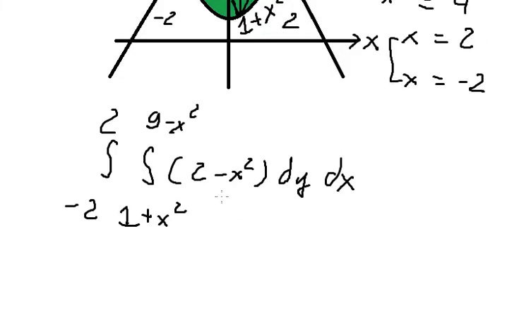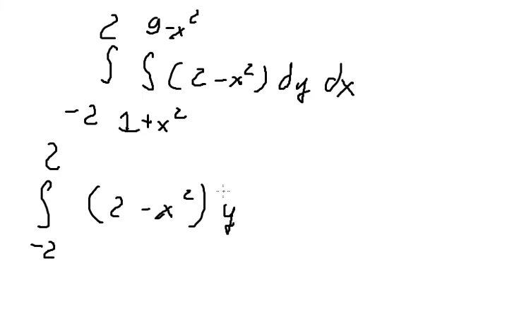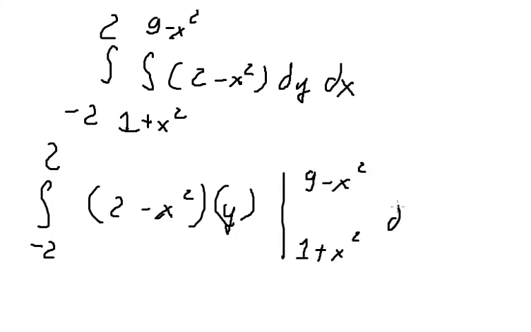And now we need to calculate the double integral. We just have only dy. So in here we don't have y. That means the integration of this one in here is about y. And we put the bounds from 1 plus x squared to 9 minus x squared. So we put this one in here, this one in here.